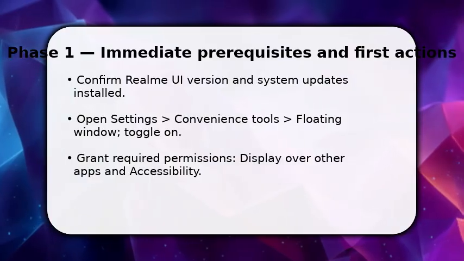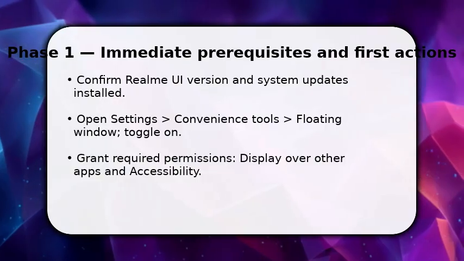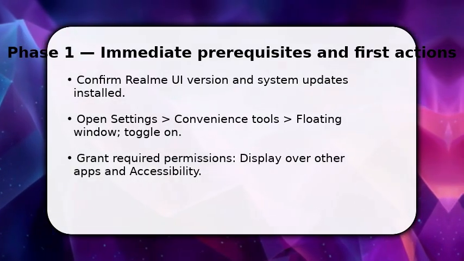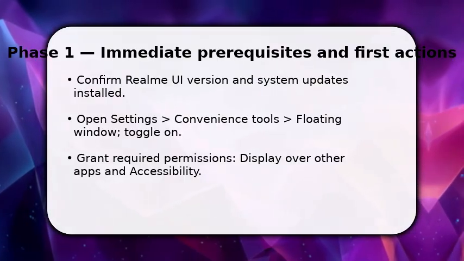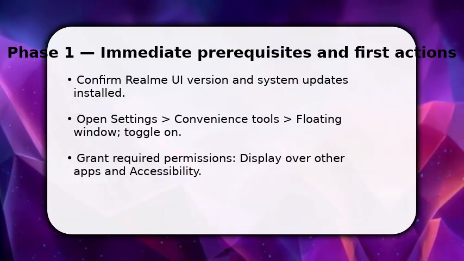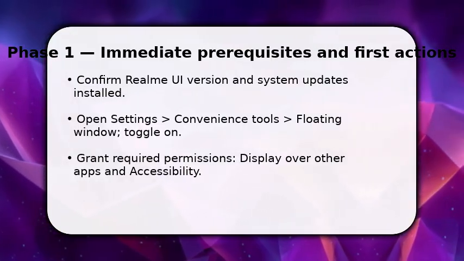You start by confirming your Realme Note 50 is updated, because features change with Realme UI updates. Next, open Settings and go to Convenience Tools, then Floating Window, toggle it on. This grants the system the ability to create resizable overlays.